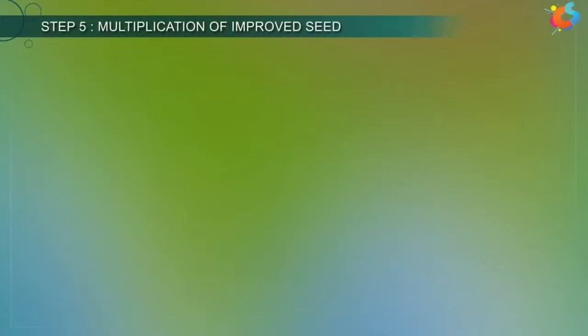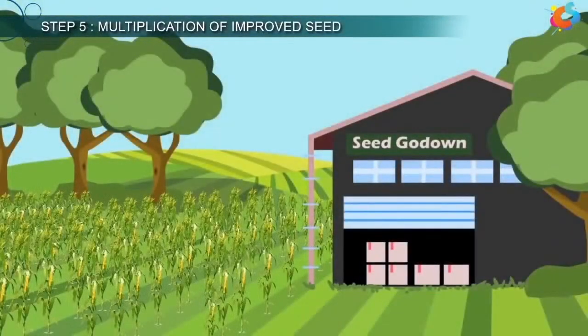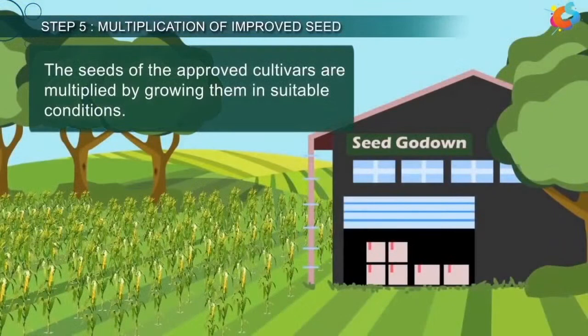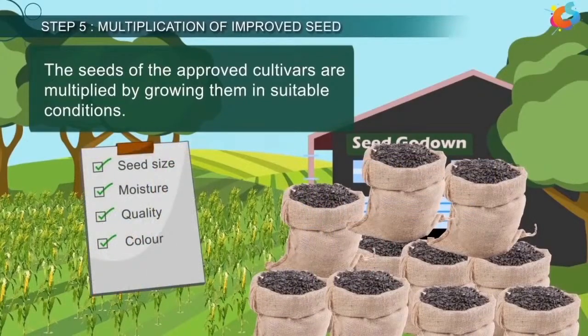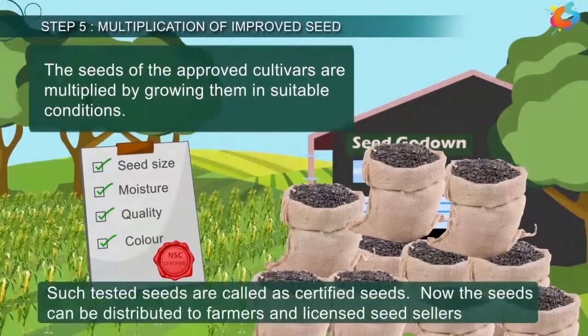Step 5. Multiplication of improved seed. The seeds of the approved cultivars are multiplied by growing them in suitable conditions. A large quantity of seeds is obtained. The seeds are then tested for quality and certified by National Seed Corporation, NSC. Such tested seeds are called certified seeds. Now the seeds can be distributed to farmers and licensed seed sellers.